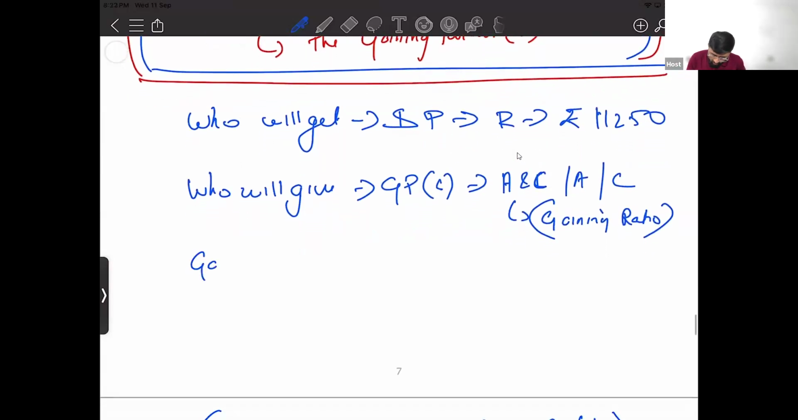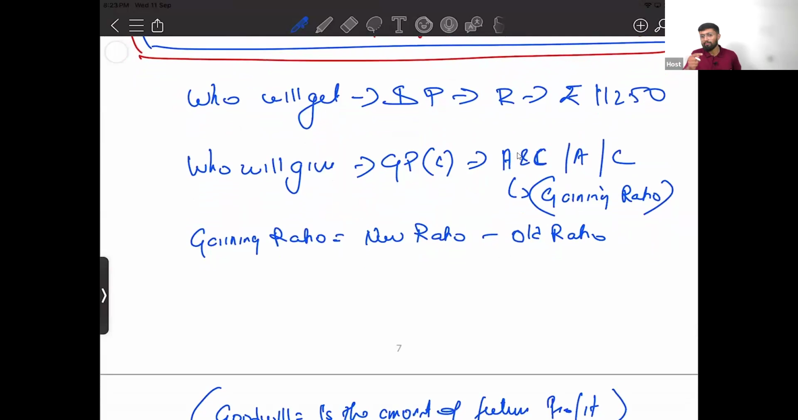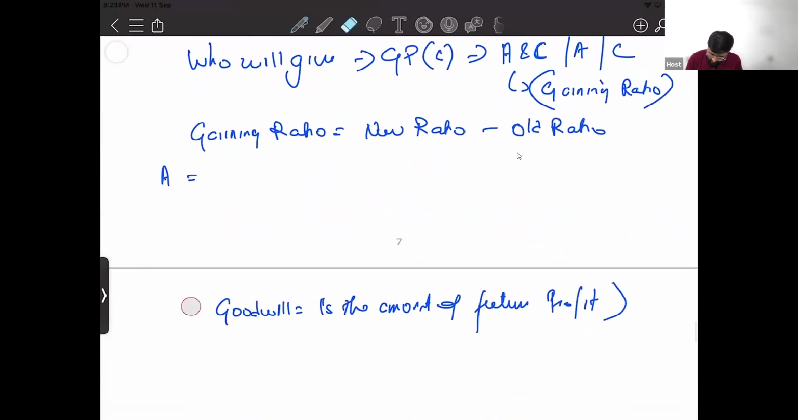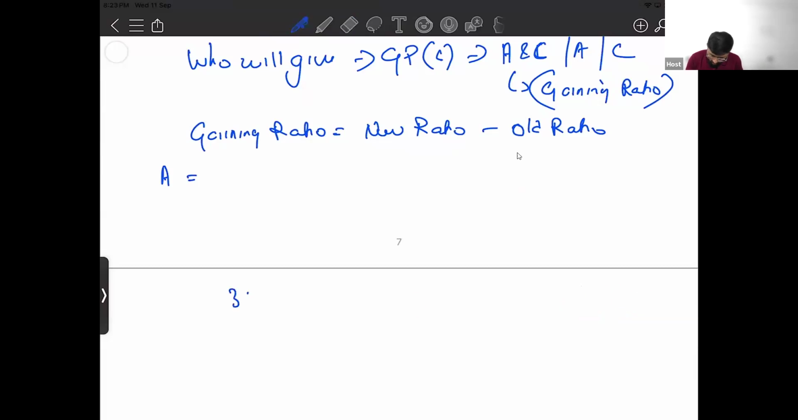So what is the formula of gaining ratio? The formula of gaining ratio is new ratio, new share, minus old ratio or old share. So we will find out the gaining for A and C. Let's find out the old ratio first. Let's write the old ratio first: 3:2:1 between A, B, and C.